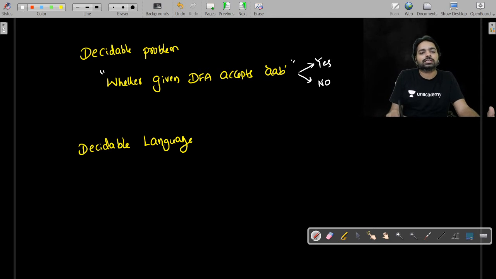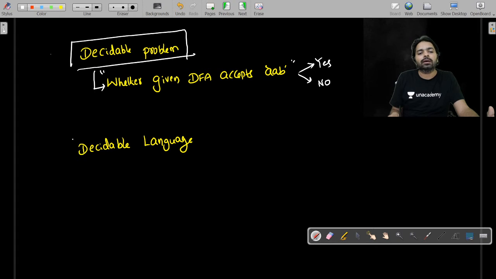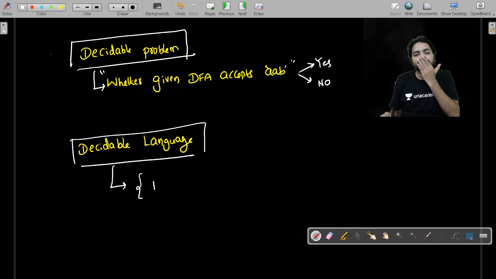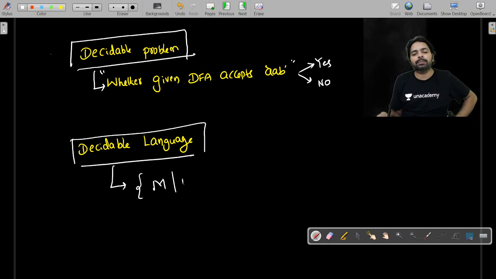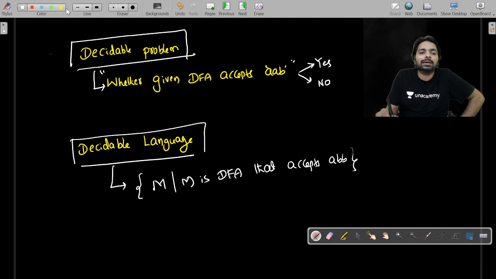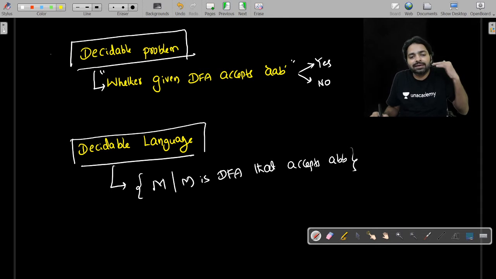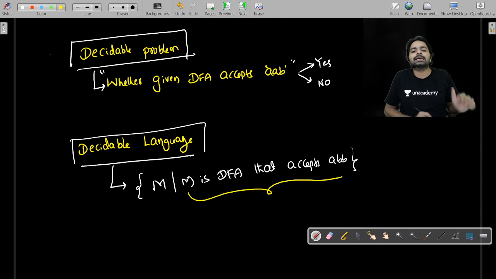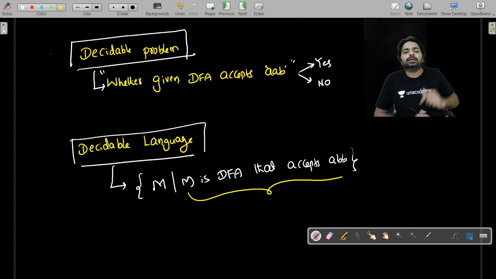Now what is a decidable language, guys? Is the decidable problem clear, everyone? Now I'm going to talk about the decidable language. It looks almost the same, where I can say M is the machine. M is a DFA that accepts AAB. Now I'm not asking for one DFA; I want to collect all the DFAs, but indirectly this decidable language depends on the decidable problem. If that problem is decidable, this language is also decidable, because it is exactly the same as the problem above.